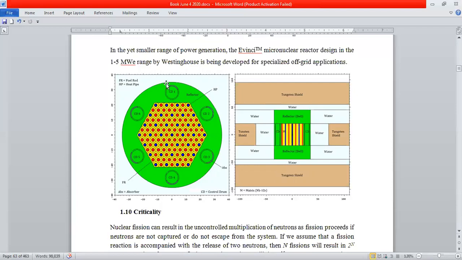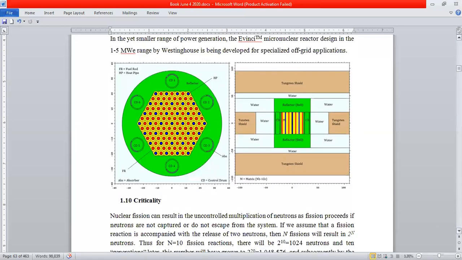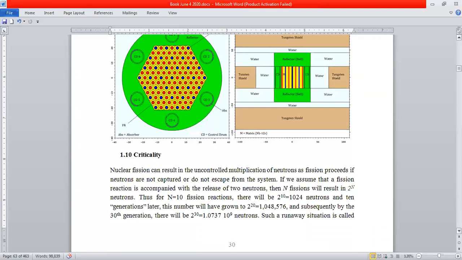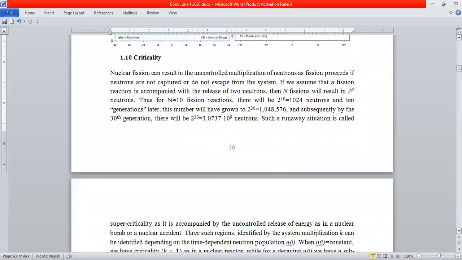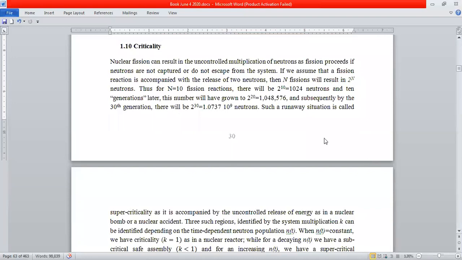But this design is by eVinci, and they hope to just put it on a trailer and drive it off to some location where electricity is needed, and it's in the 1 to 5 megawatt electric range. So don't be surprised if in the next 5 years, and now it's 2020, so let's say by 2025, you could be seeing these kind of reactors.